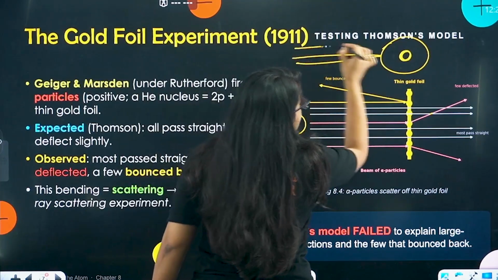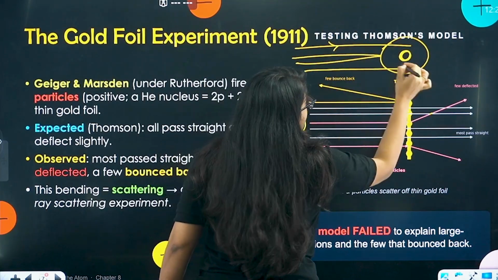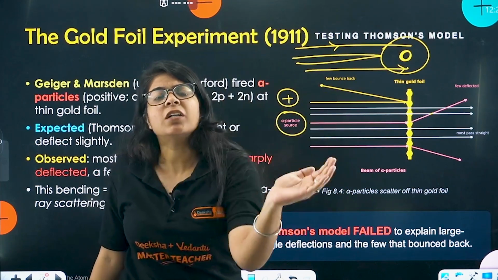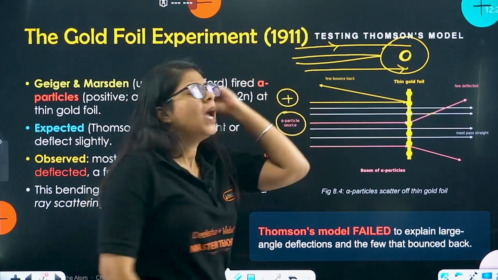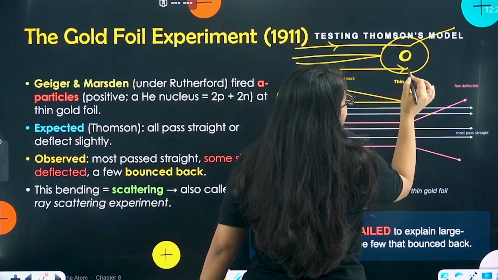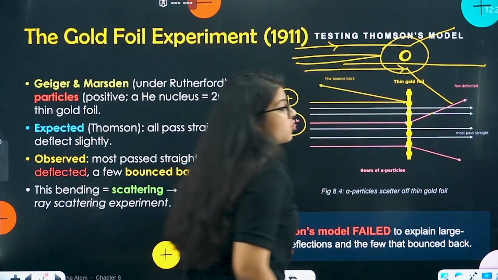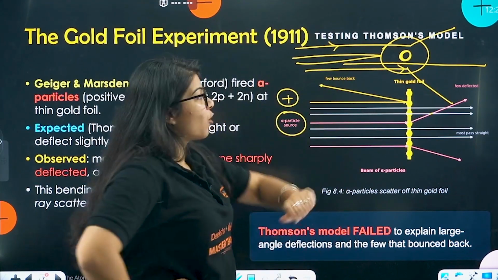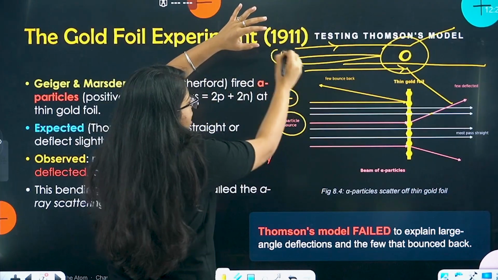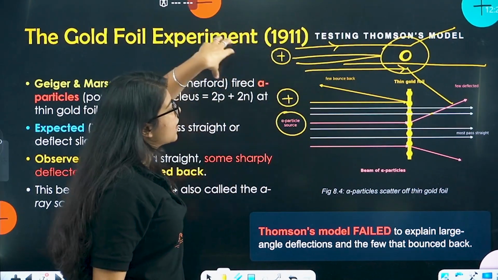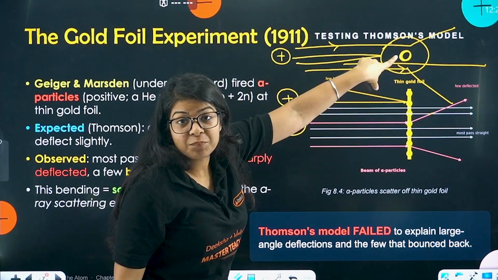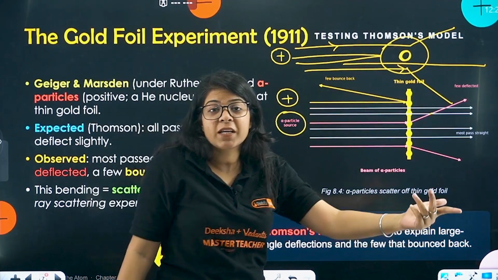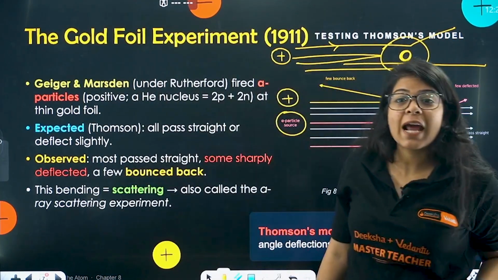The alpha particles which went a little far from this center did not bounce back at this big angle. They were deflected by small angles. They went like this, or some even passed straight. So what is actually happening? Then they deduced from this that the center is a positively charged particle. If it is bouncing back, that means it is being repelled by something that is also positively charged. If it was negative, it would be attracted, right?